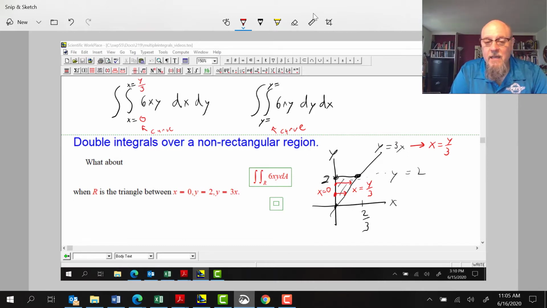Yeah, this is a y in here, whereas before we had it with numbers. Not a problem, right? We know how to deal with this. Now it's just not a number, it's a function, but I'm going to do the same thing with it. Integrate, sub in the top minus sub in the bottom, for x's. So with a non-rectangular region, these inner integrals become curves.